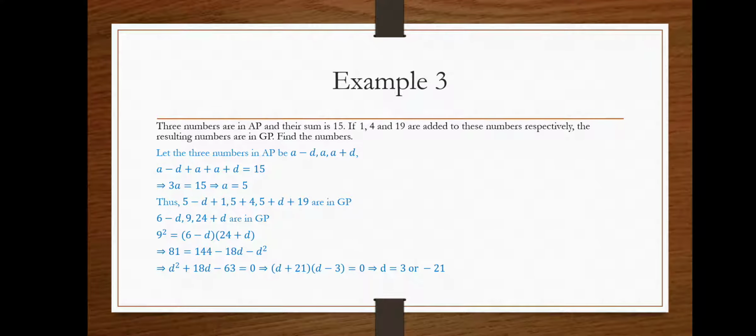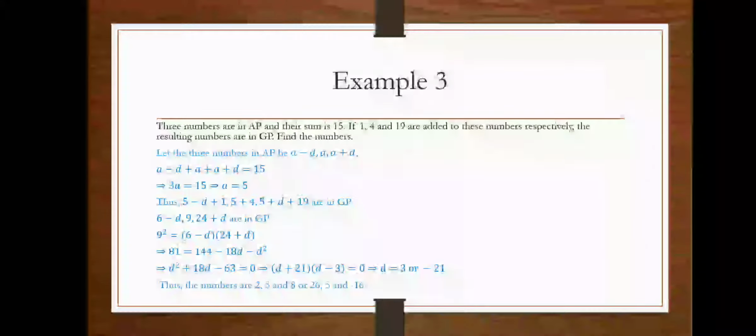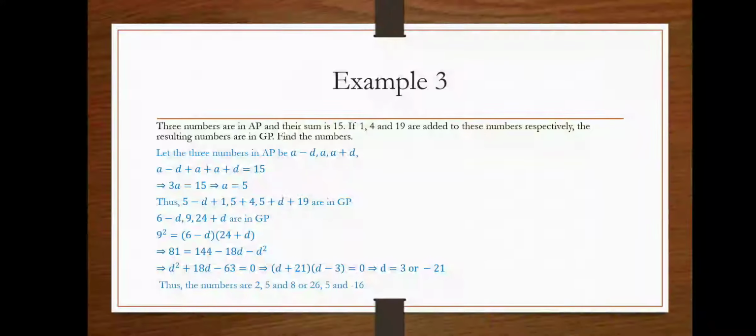So given that I am getting two different values of d, then there will be two different series or two different sets of numbers, and the sets of numbers are either 2, 5 and 8, or it is 26, 5 and minus 16. Right? You can just back calculate by adding them up and then adding 1, 4 and 19 and checking if they are actually in GP or not. So do that. Next, number 4.